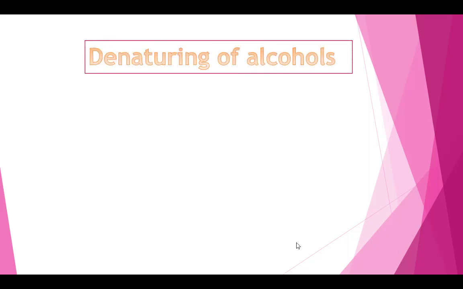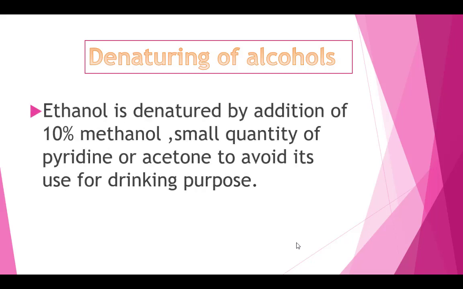Denaturing of alcohols. Ethanol is denatured by addition of 10% methanol, small quantity of pyridine or acetone to avoid its use for drinking purpose. Again, ethanol can be denatured by the addition of 10% methanol, a small quantity of pyridine and acetone, and this ethanol will be called as methylated spirit.